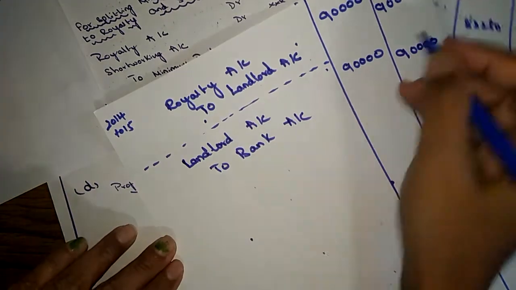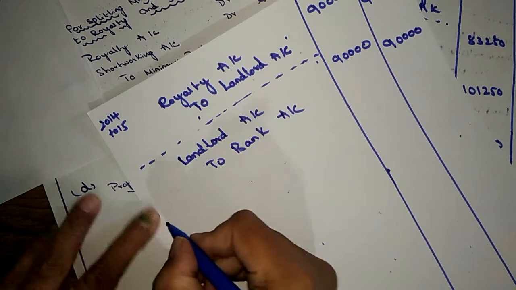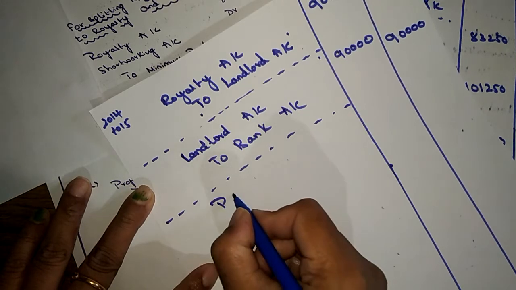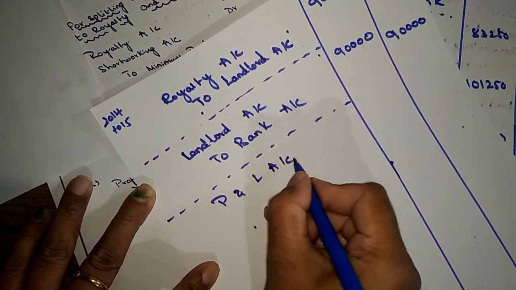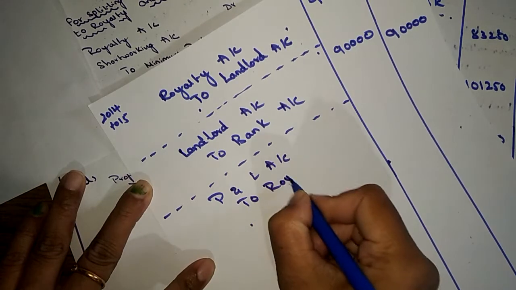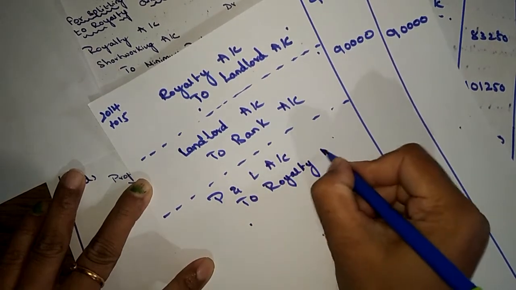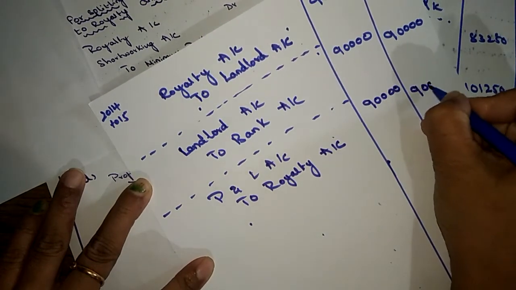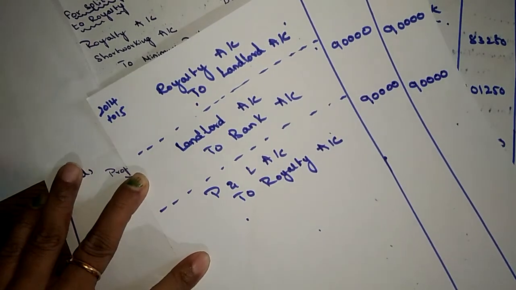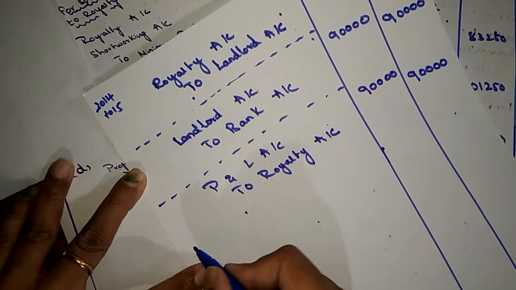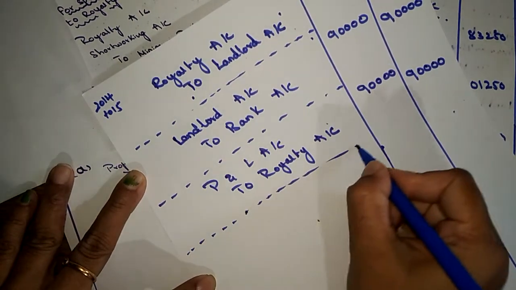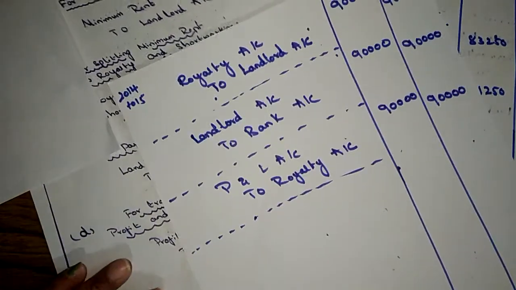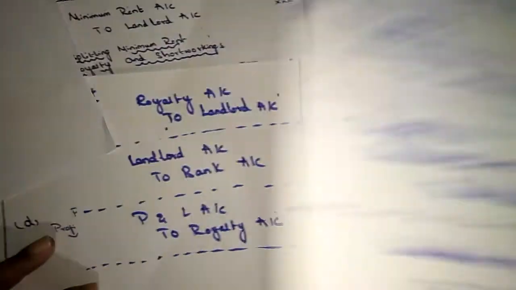Okay, then the next entry is for transferring royalty account to P&L account. P&L account to royalty account, that is 90,000. 90,000. So in that year we don't have any irrecoverable short working, so leave it. We are not transferring anything to the P&L account. So these are all the journal entries in the books of lessee. So hope you all got these journal entries.